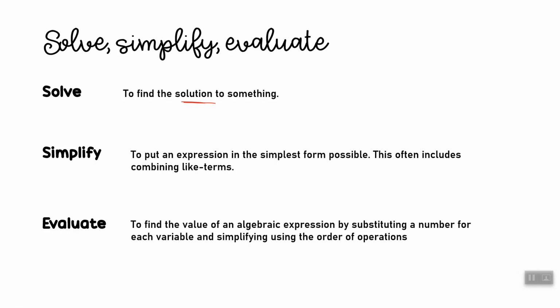As we get further and start looking at multi-step equations, we will be simplifying first and then solving. We'll need to combine all of our like terms first, and then we'll solve it. But simplifying is just, again, putting something in the simplest form possible. And then evaluating, which we're not focusing on at all when we're solving equations here, is substituting a numeric value into an expression, and then simplifying using order of operations.